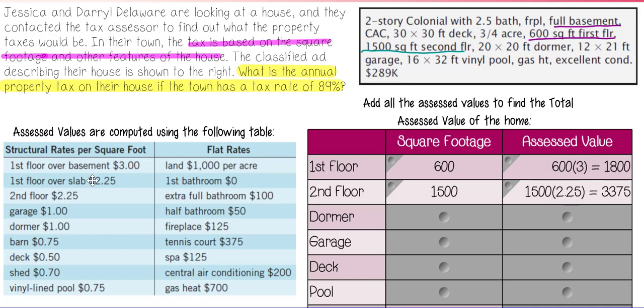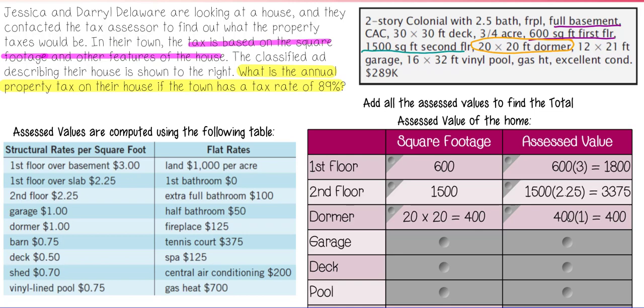Next thing we want to look at is a dormer. Is there a dormer? And there is a dormer. The dormer is a 20 by 20 foot dormer. So in this case, we don't know the square footage. They gave us the measurements for length times width, which we know when we multiply them, we get area. So the dormer would be 20 times 20, which would be 400 square feet. Multiply that times $1, and that is $400.